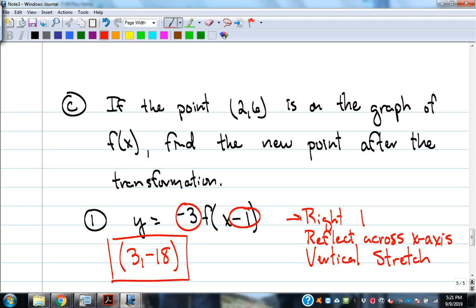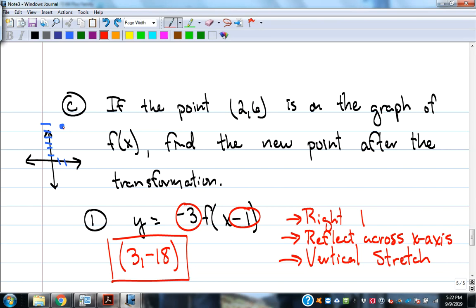By following these transformations that are happening, it's not plugging in an x value and working it out. It's looking at what transformations are occurring and applying them to the ordered pair. It may help you to draw yourself a little coordinate plane and say, okay, 2, 6. That'd be right there.